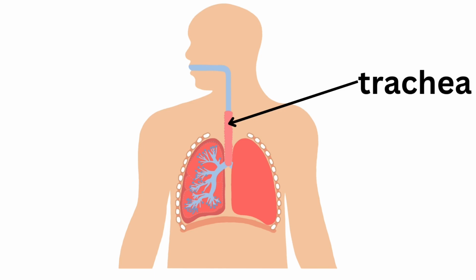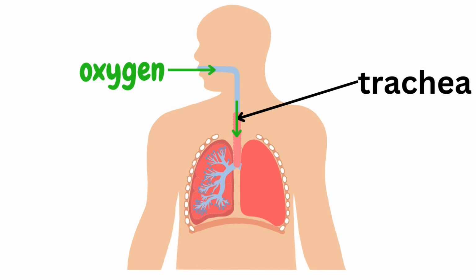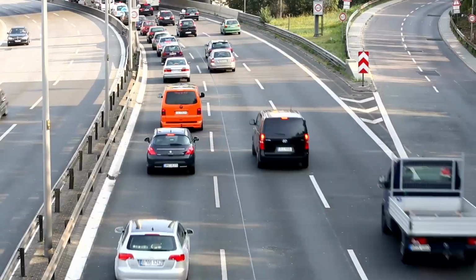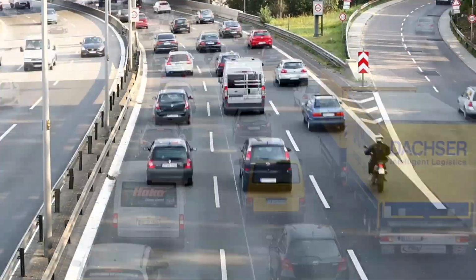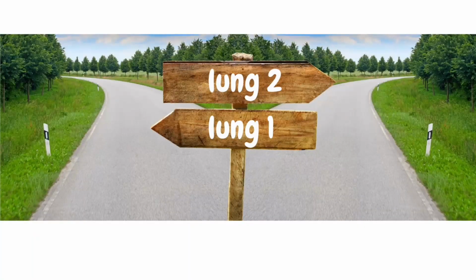This tube is called the trachea. Your body needs oxygen to stay alive, and oxygen is found in the air. When you breathe in, oxygen travels down the trachea into your lungs. It's helpful to think of the trachea as the main entry to the lungs. It's a bit like a motorway. It carries lots of molecules. But at some point, that trachea splits into two separate routes, and here the air can choose. It can either travel down the first road or first tube into lung 1, or the second one into lung 2.